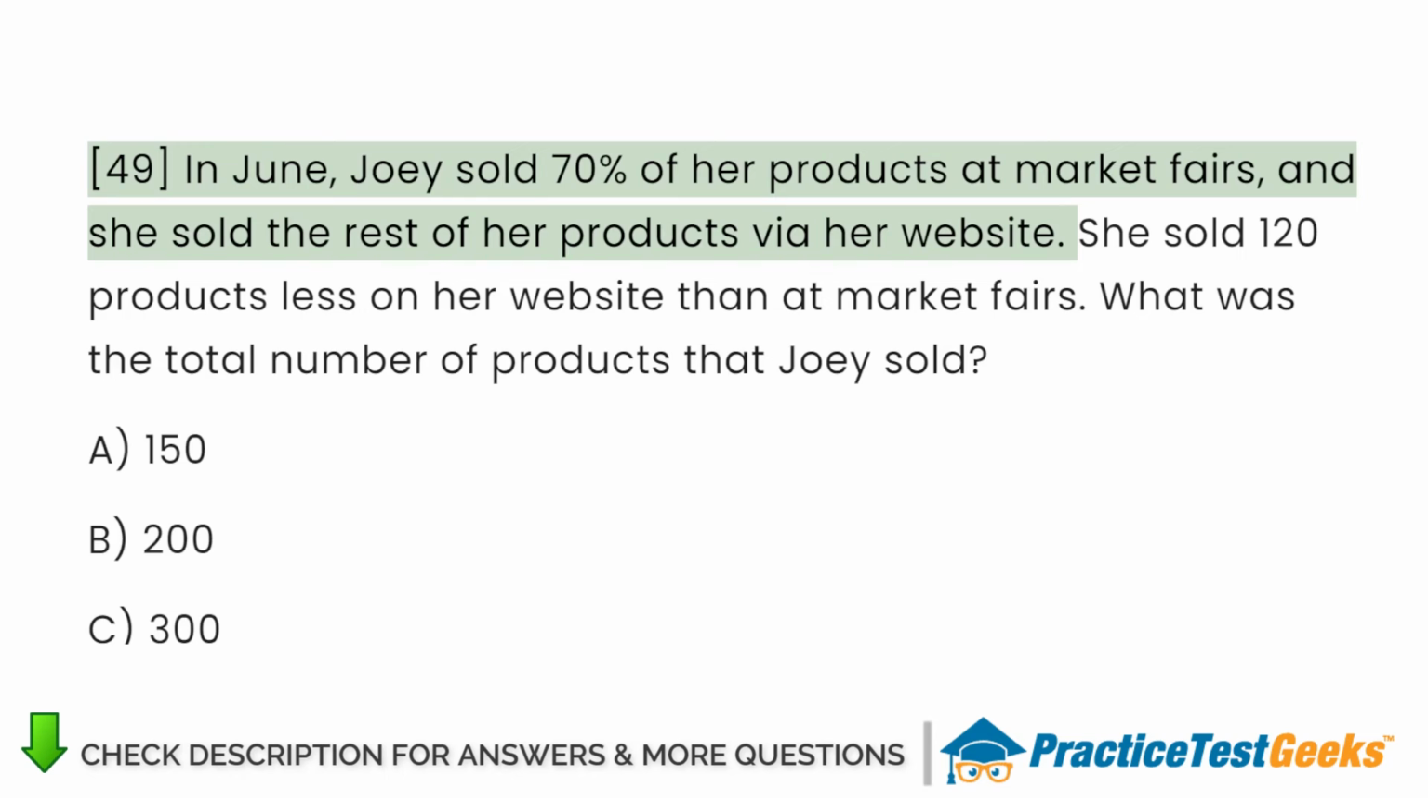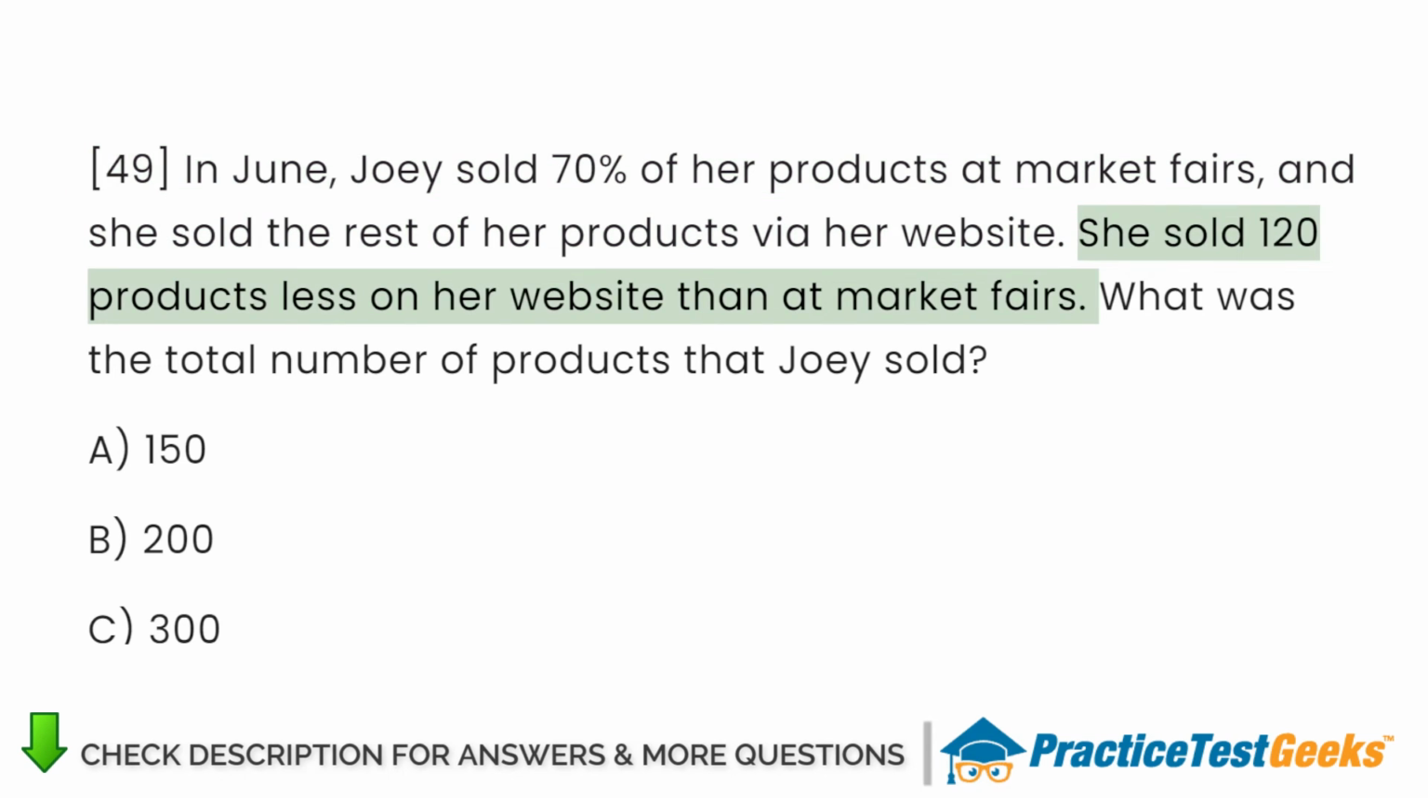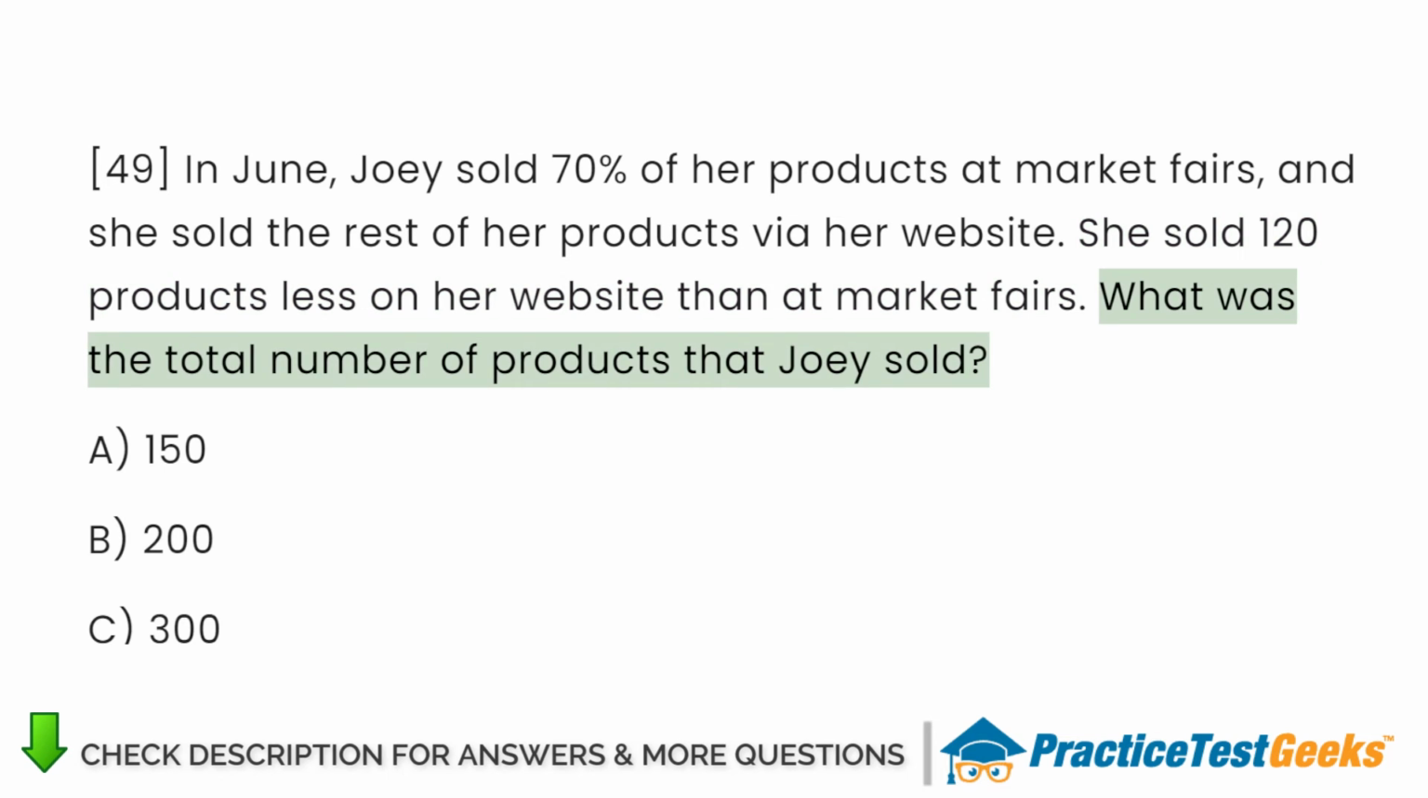In June, Joey sold 70% of her products at market fairs, and she sold the rest of her products via her website. She sold 120 products less on her website than at market fairs. What was the total number of products that Joey sold? A. 150. B. 200. C. 300.